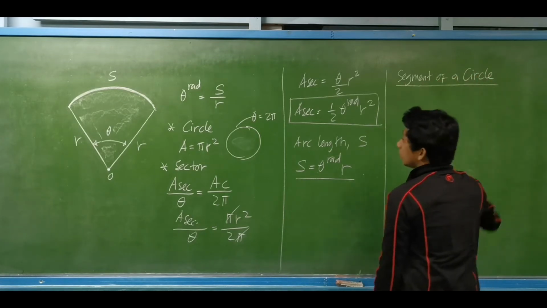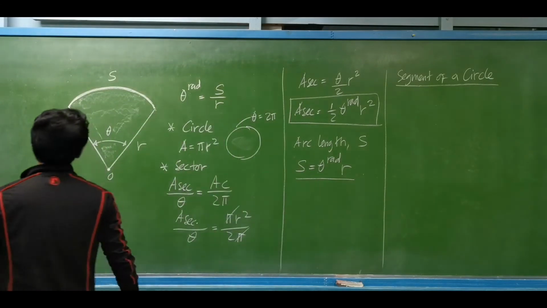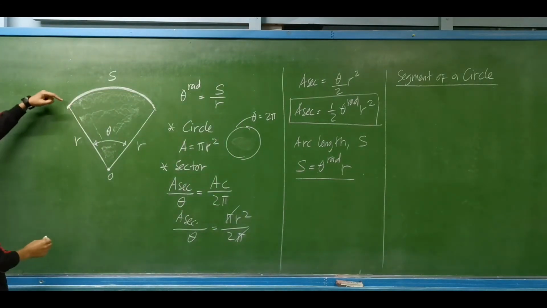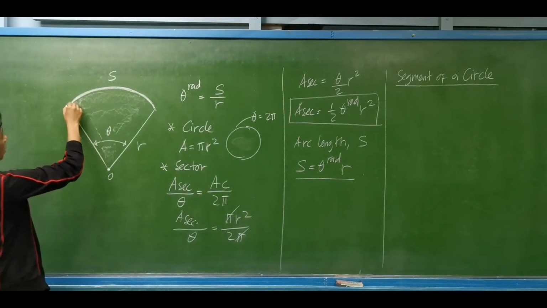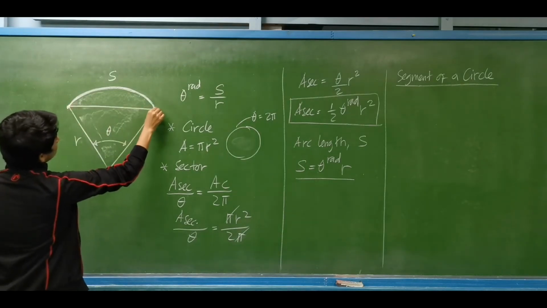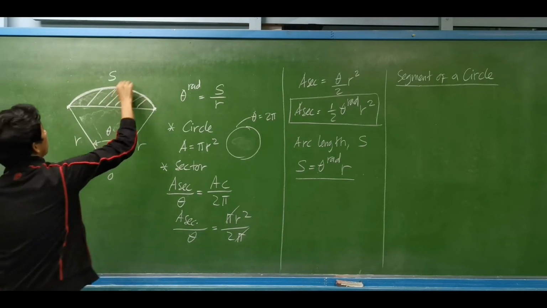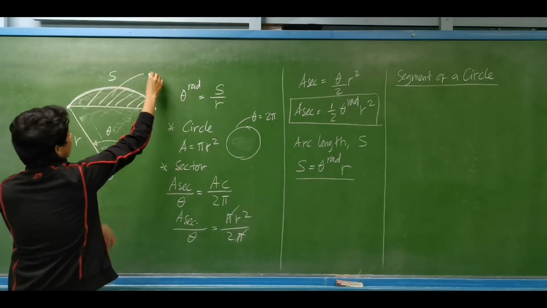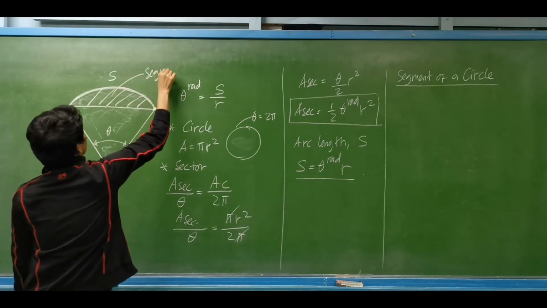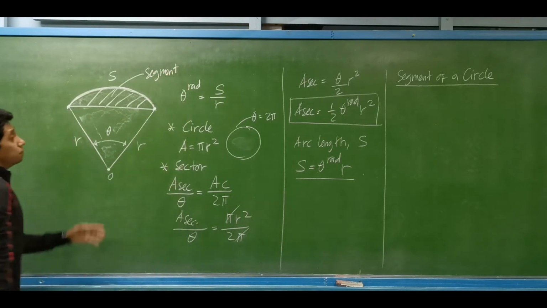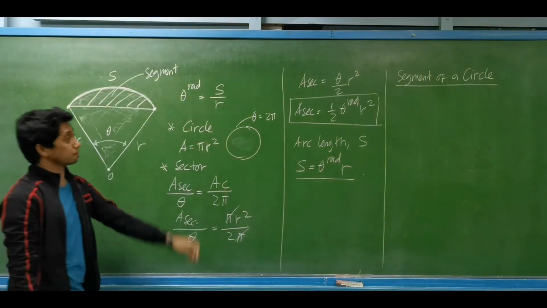The segment of a circle, for example: we draw a line from this point of intersection of the radius and the arc to the other point of intersection. This portion is called the segment of a circle. How do we compute for the area of a segment?